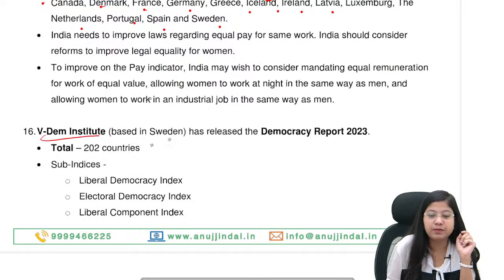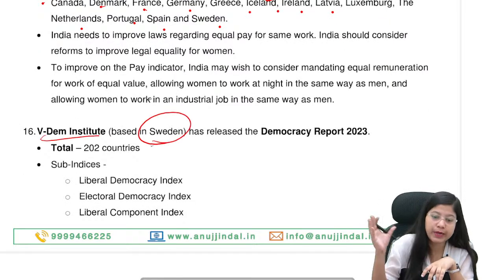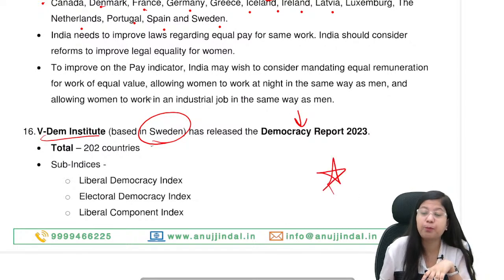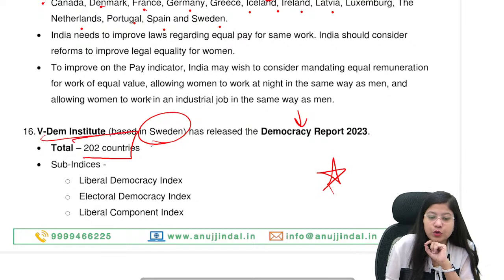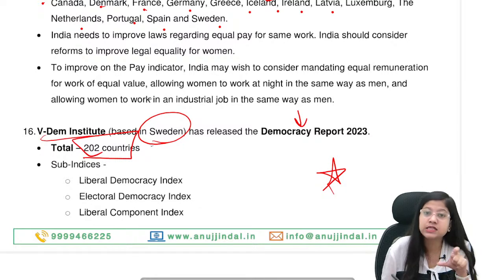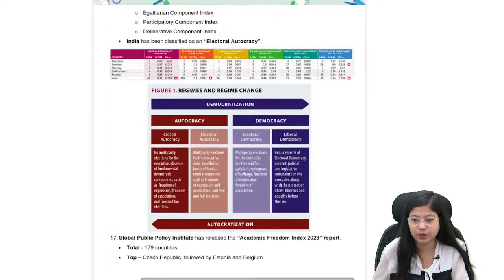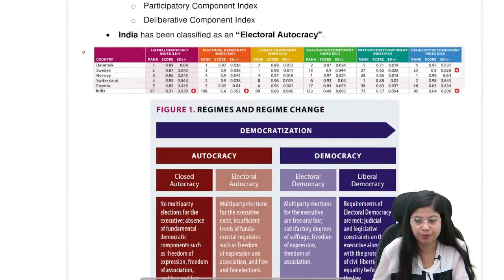Next, we have the V-Dem Institute, which is an institute based in Sweden. It has released its democracy report, which is a very important report. 202 countries were assessed. Then it has different sub-indices. So let me show you the picture only. Through that, you will be able to remember more.